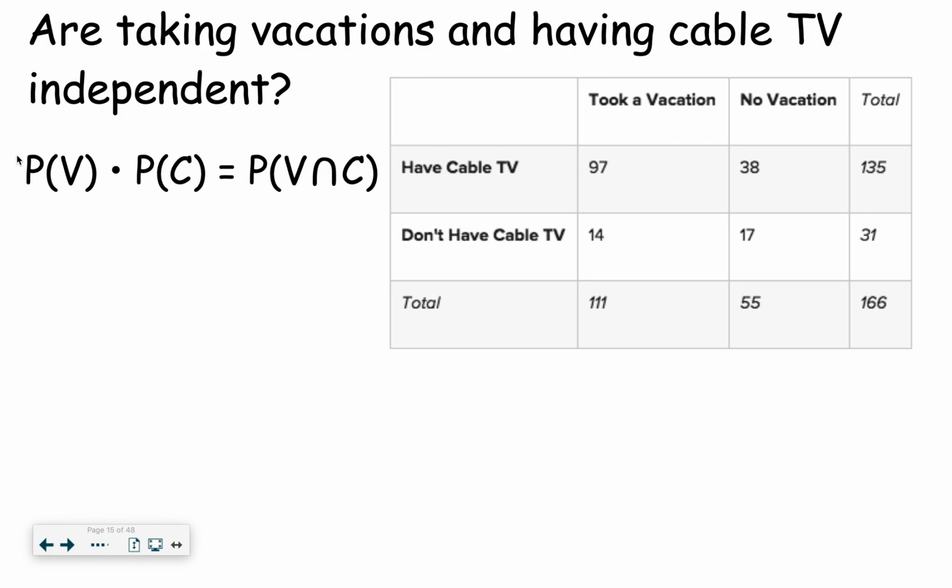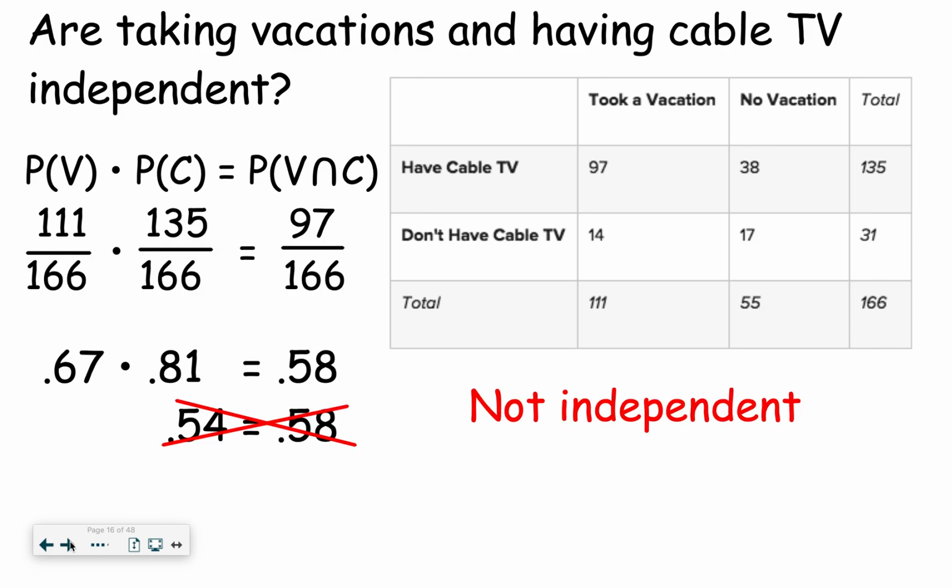So if you come over to the table, the probability of taking a vacation, if I go to vacation and find the total, which is 111, and then divide that by the grand total of people, that's 166, right? Then the probability of having cable television, here's cable TV. If I go to the end, all the people that have cable television are 135 out of 166, so that's that second fraction. And then the probability of having cable TV and taking a vacation is where they intersect. So taking a vacation, having cable television, they intersect at 97. And that's also out of the 166.